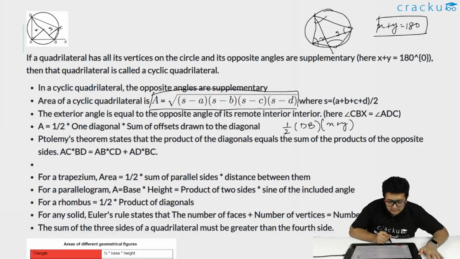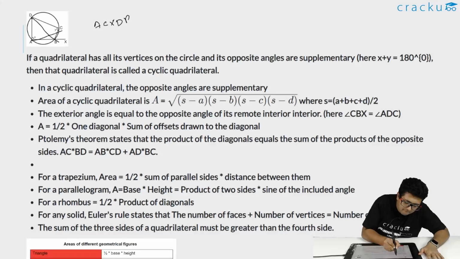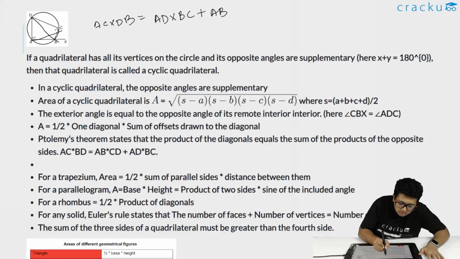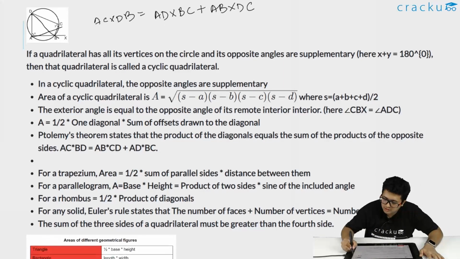Ptolemy's theorem states that the product of the diagonals equals the sum of the products of the opposite sides. So basically, the product of the diagonals, let's say AC into DB, will be equal to the sum of the products of the opposite sides. So AD into BC plus AB into DC.